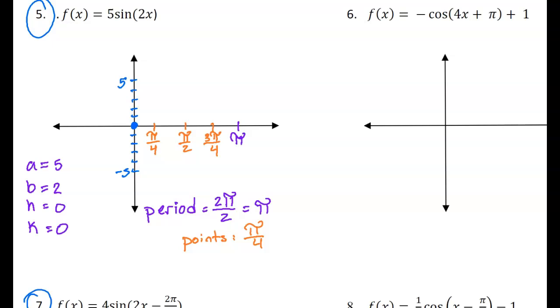So from this perfect point, my next perfect point is at pi over 4, and I have to go all the way up to my amplitude, which is 5. Then I go back down and hit the next tick mark, pi over 2. Then I keep going down till I hit my min, negative 5. Then you go back up and hit your x-axis one more time. And you're done.